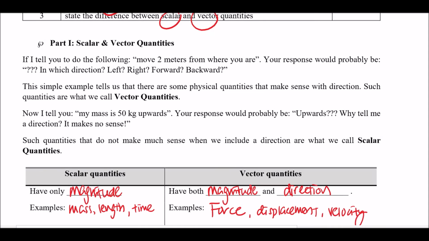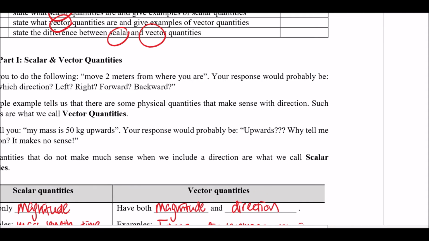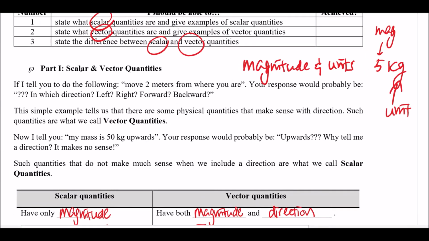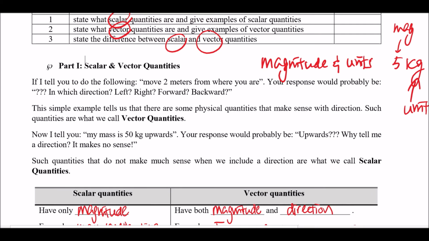When we talk about quantities in physics, we need a magnitude and units in general. For instance, 5 kg. This 5 here is the magnitude and kg here is the unit. That is for scalar quantities. For vector quantities, you need another ingredient. You need to tell me another piece of information. What is it? Let's take a look.